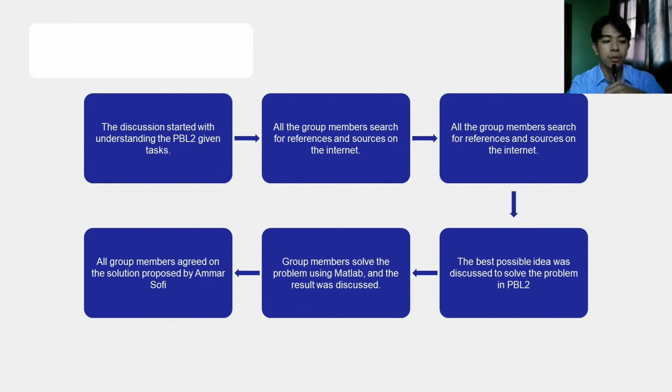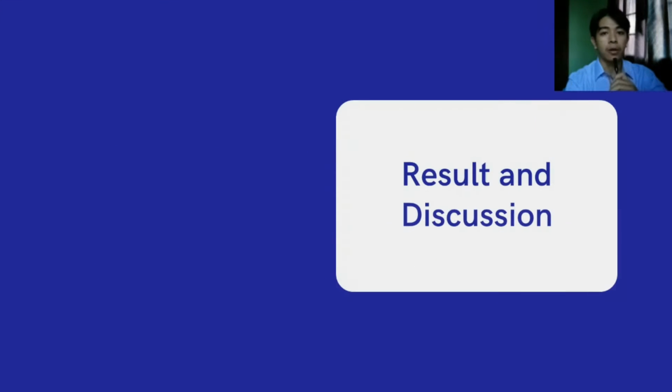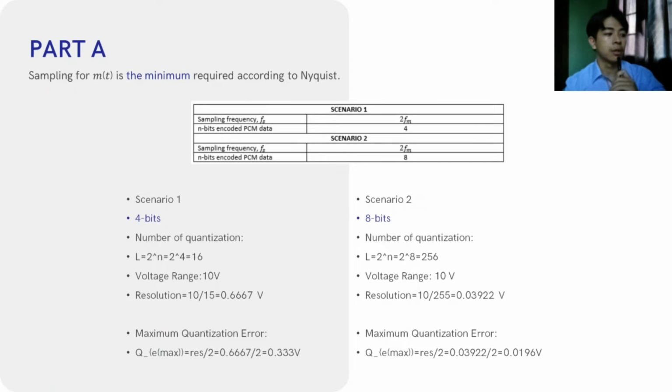And then all the group members solved the problem using MATLAB, and the result was discussed, and then all the group members agreed on the proposed solution. Now for the result and discussion part, I'm going to present the result for part A, which is the sampling for message signal is the minimum required according to Nyquist theorem.